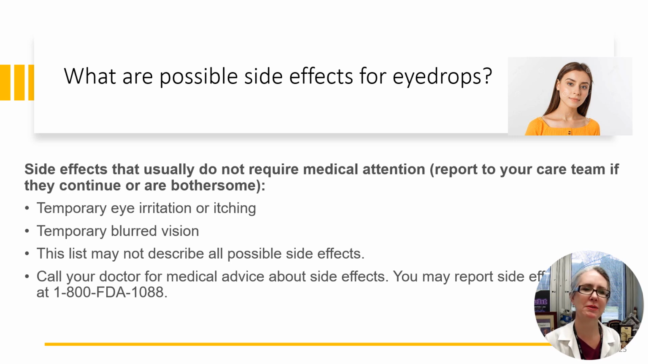So what are some possible side effects for eye drops? So side effects that don't really require medical attention unless they continue to be a problem, it's not just temporary, would be any kind of eye irritation or itching if it's just temporary, like just a minute or two and then it passes. If you get some blurred vision, that can be just because there's drops in the eye or ointment in the eye. But if your vision continues to be blurry, if it continues, that needs to be reported.